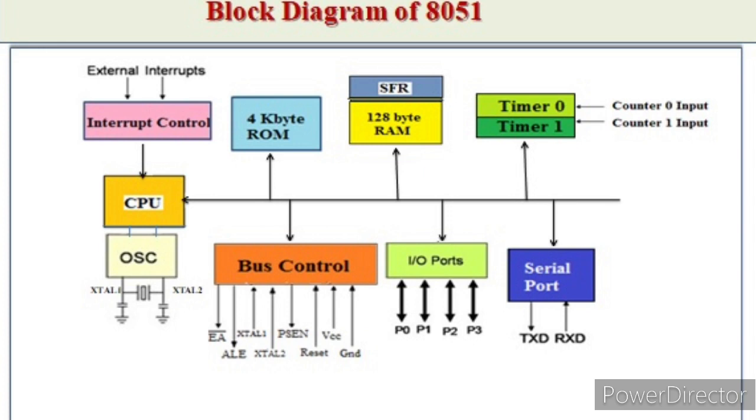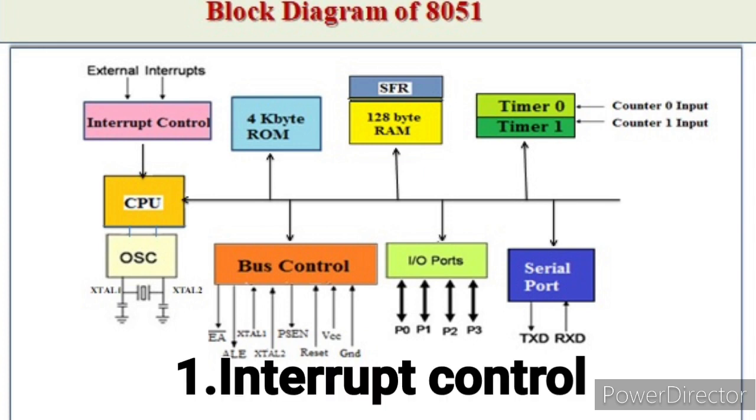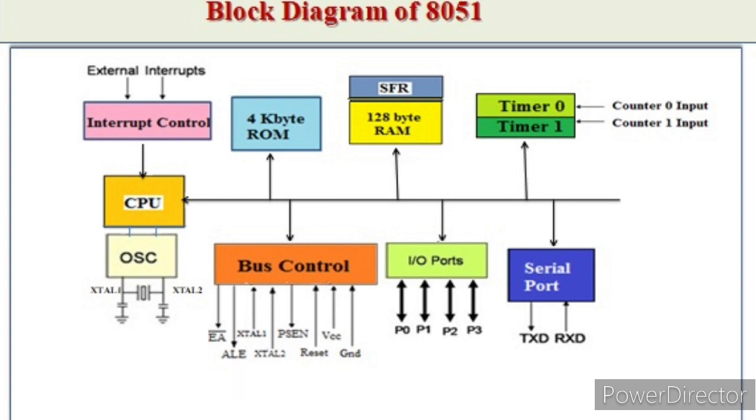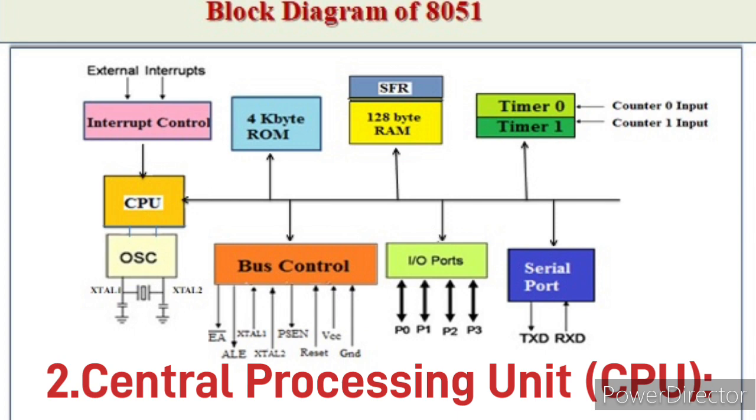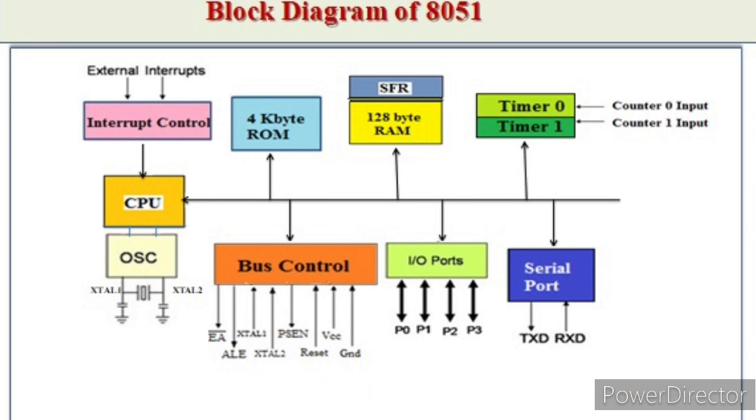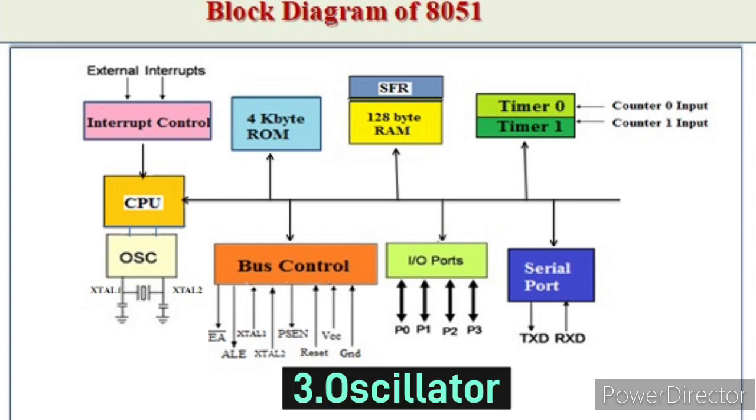The 8051 microcontroller architecture consists of the following major components. Interrupt control: it supports 5 interrupt sources, which can interrupt the normal program execution to handle specific events. Central Processing Unit, CPU: this is the brain of the microcontroller, which is responsible for executing instructions and performing arithmetic and logical operations. The 8051 CPU consists of an ALU, accumulator, registers, and a program counter.